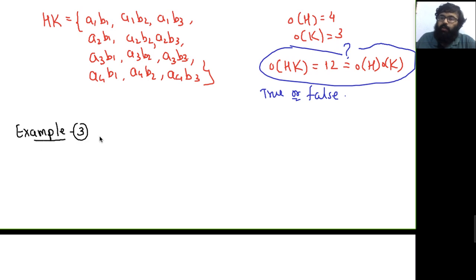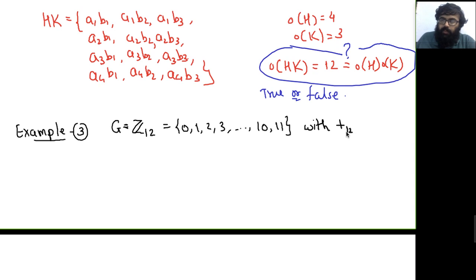Example number 3. Now we will consider an additive group. So G equals Z12. We have seen this in the very first lecture, Z12 with addition modulo 12. So this is nothing but 0, 1, 2, 3 and so on, 10, 11, and then 12 is again 0, with plus 12, this is how we write. So this is addition modulo 12.